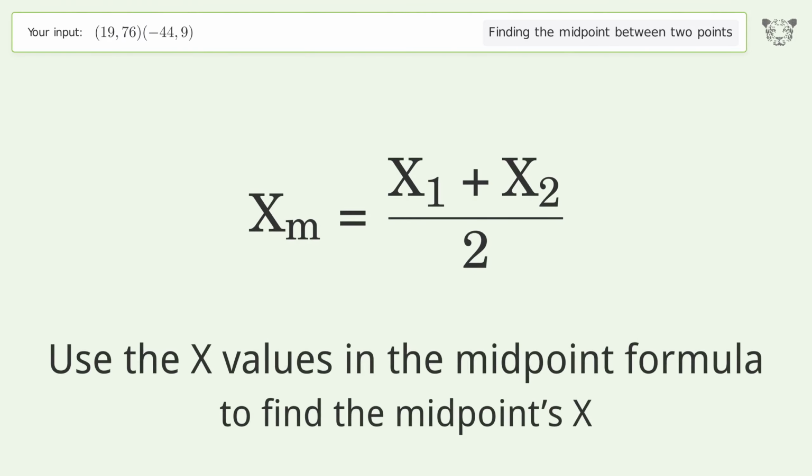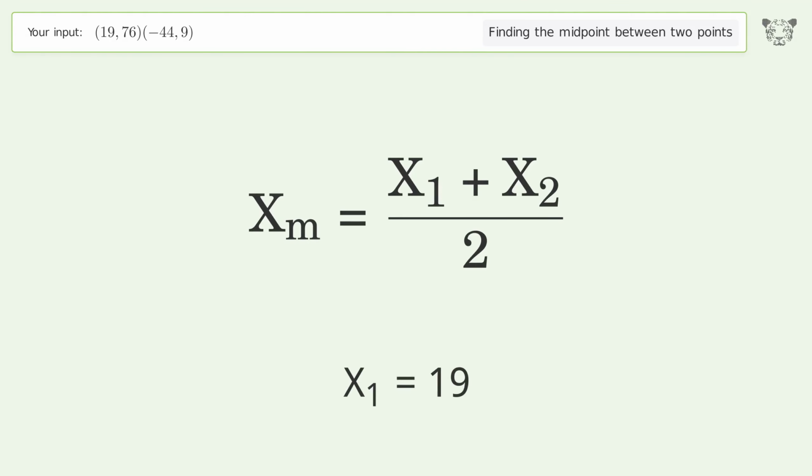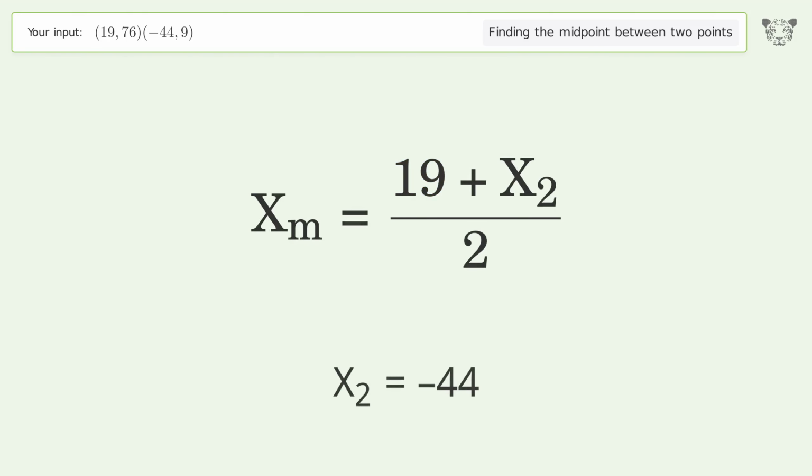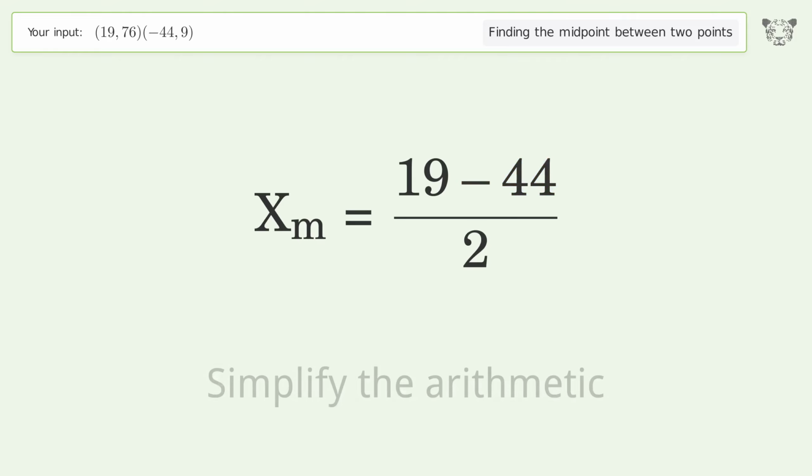Use the x values in the midpoint formula to find the midpoint's x. x1 equals 19. x2 equals negative 44. Simplify the arithmetic.